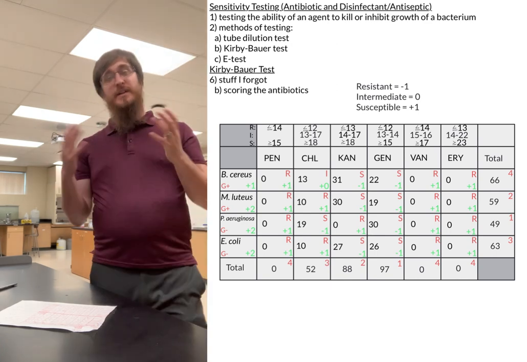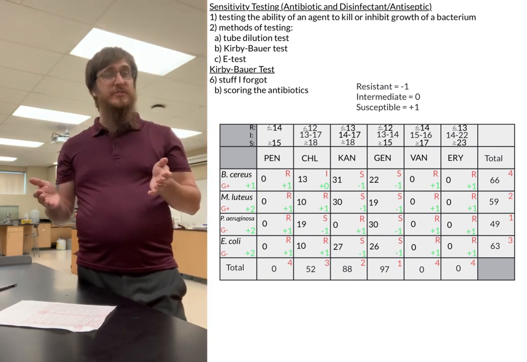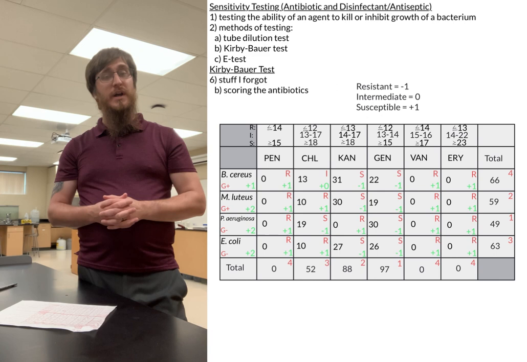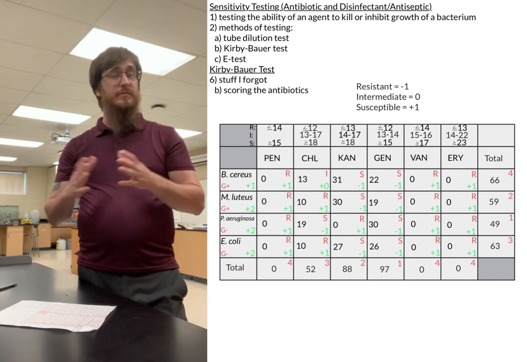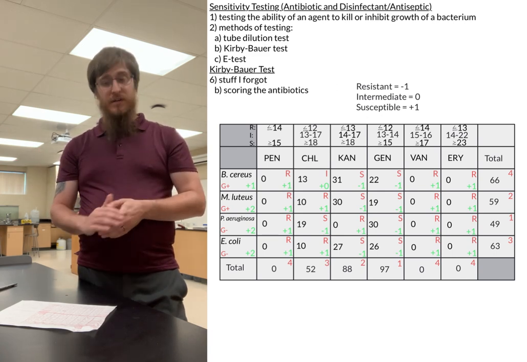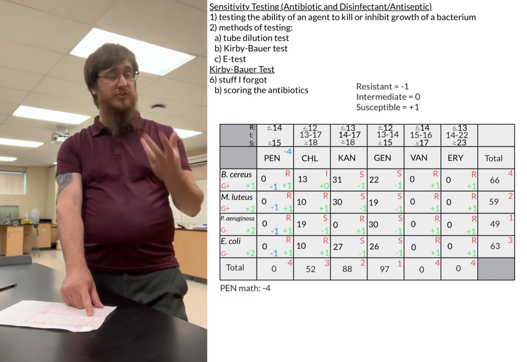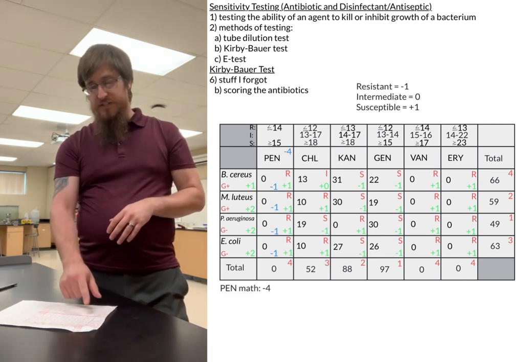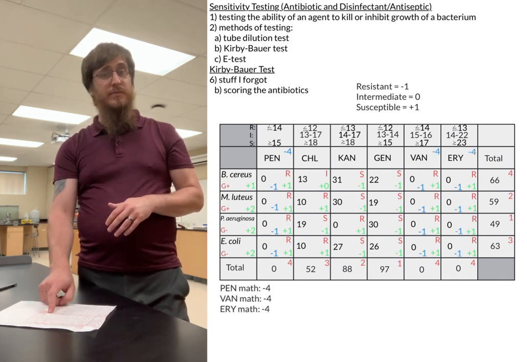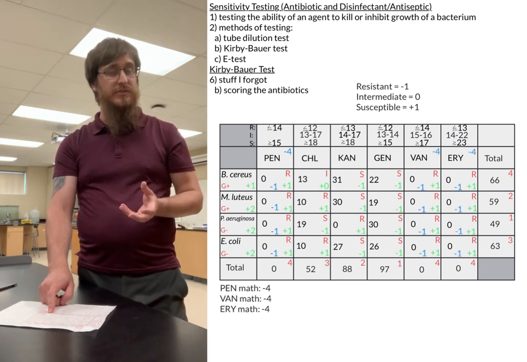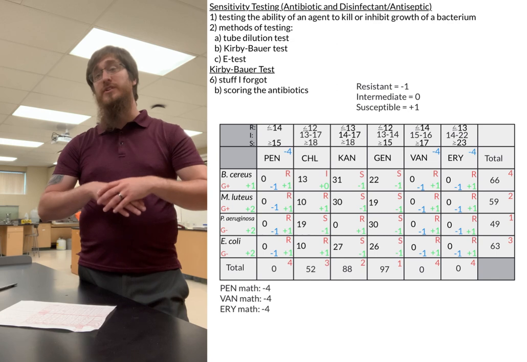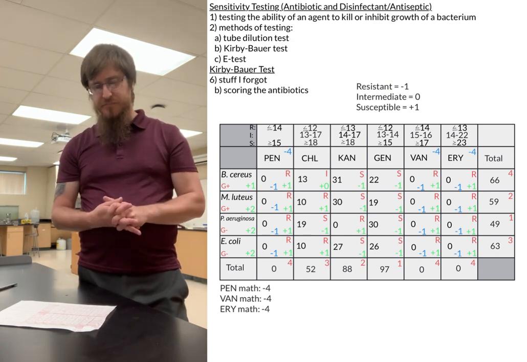So looking at our resistances, intermediates, and susceptibles for our different antibiotics, if we start out again with penicillin, penicillin was all resistant, so it gets a score of -4. Same thing is going to happen for vanco and erythro because those were all resistant as well. So a -4 score again because we just had four minuses.